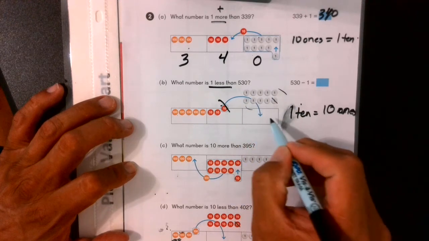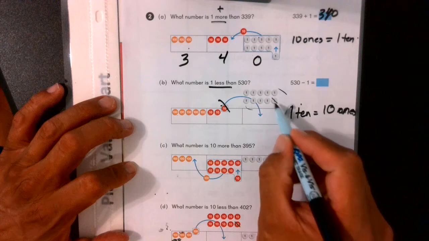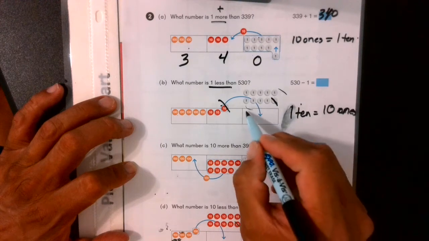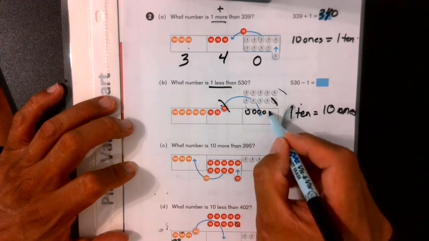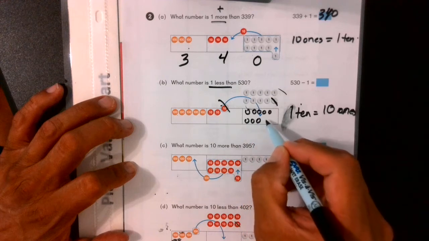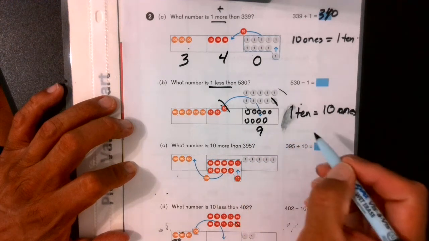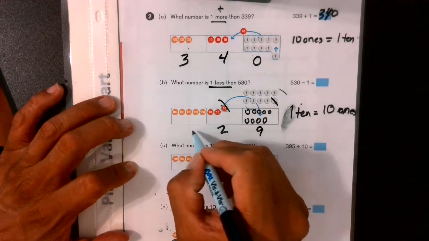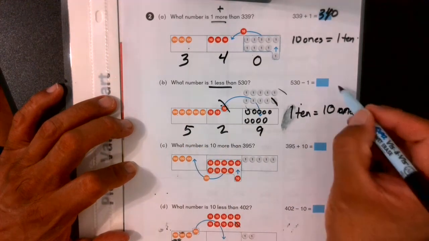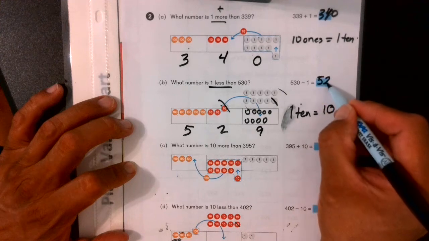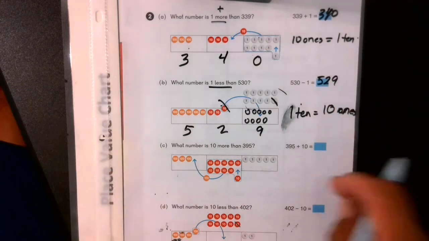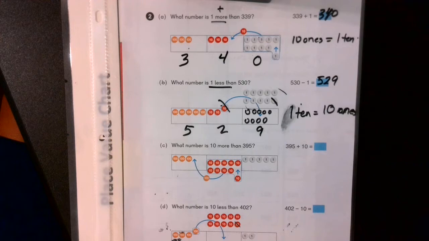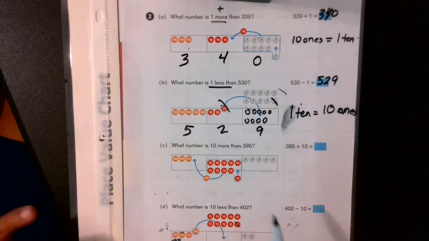So since we have 10 ones, and we take away 1, how many do we have left? 1, 2, 3, 4, 5, 6, 7, 8, 9. So this will be 9. And what's my new number for my 10s? 2. And of course our hundreds didn't change, so that's 5. So now that's 529. Okay. Let's take a look at the next one.